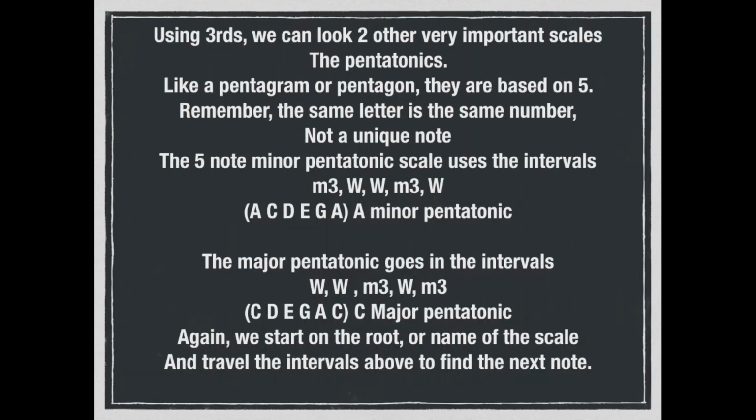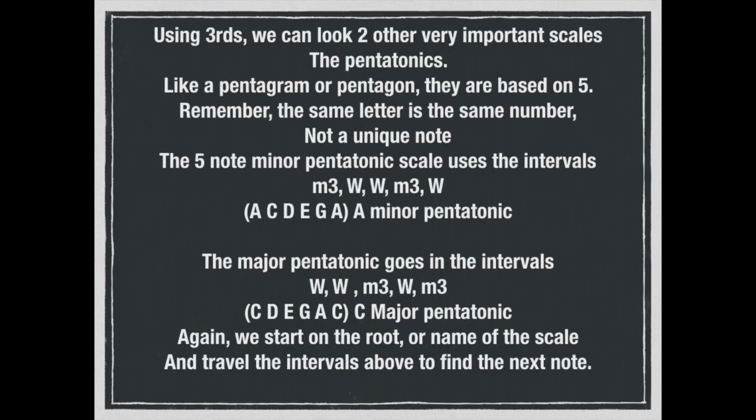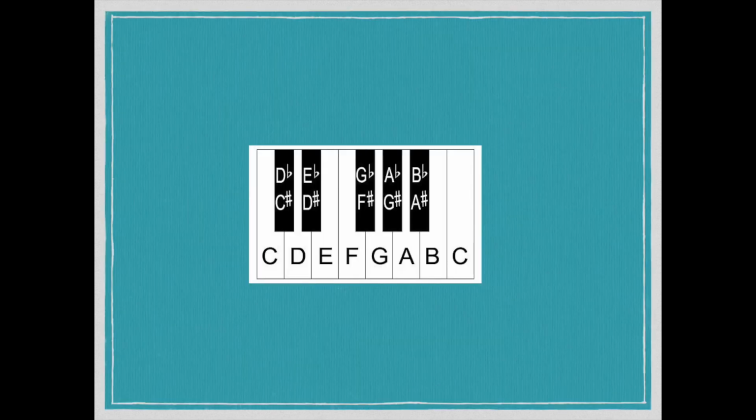The major pentatonic goes in the intervals whole tone, minor third, whole tone, minor third. So same thing, C to D is a whole tone, D to E, whole tone, E to G, minor third, G to A, whole tone, A to C, minor third, and that's C major pentatonic. Again, we start on the root, or the name of the scale, and travel the intervals above to find the next note. Give me a second to look over those keyboards.